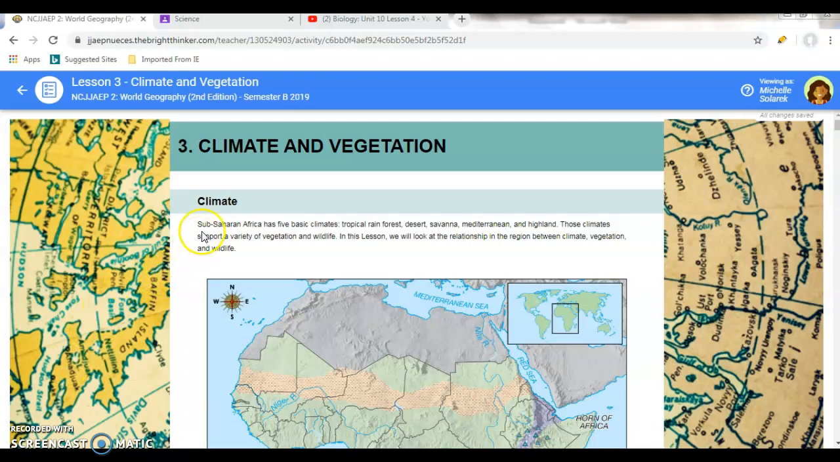So starting with climate, sub-Saharan Africa has 5 basic climates: tropical rainforest, desert, savanna, Mediterranean, and highland. Those climates support a variety of vegetation and wildlife. In this lesson, we will look at the relationships in the region between climate, vegetation, and wildlife.